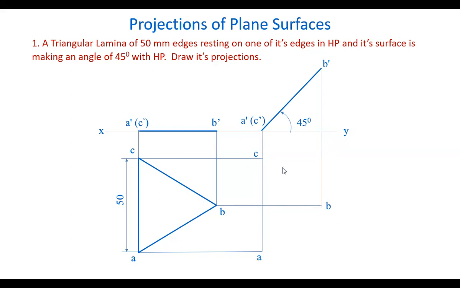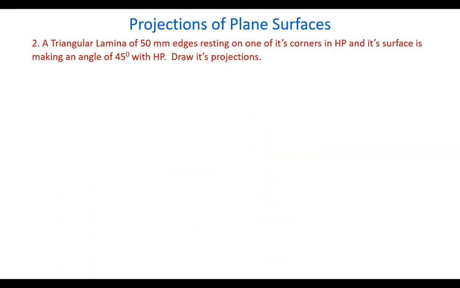Similarly, C. After getting these points, join them by straight lines: AB, BC, CA. Close it. So the top view appears like this. Okay. Now, these are the final projections of the plane when its surface is making an angle with one plane. Now, let's take another case.